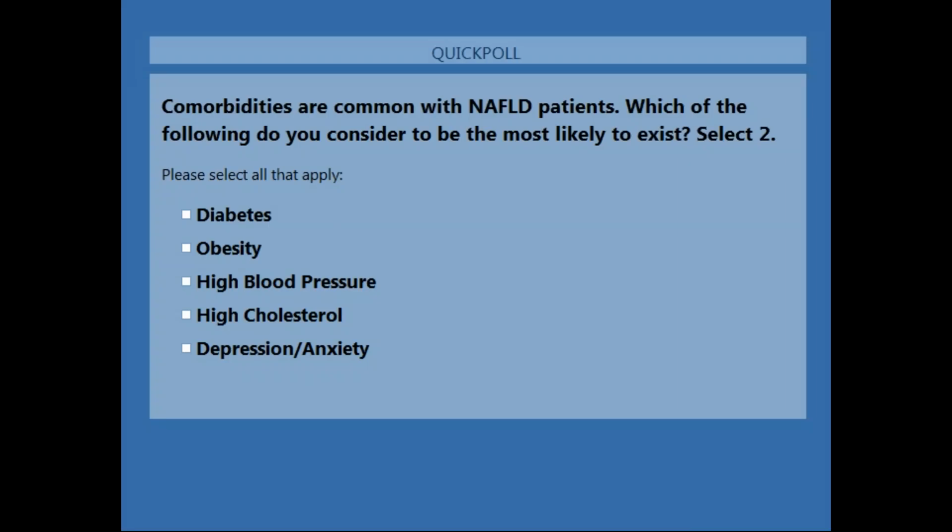Yeah, that's exactly right, Nicole. So this is our first poll question for the audience members today, and I'd encourage everyone to go ahead and vote on the poll. It's now showing on their screens. So this question is, comorbidities are common with NAFLD patients. Which of the following do you consider to be the most likely to exist? And I'd encourage everyone to select two responses here. So is it diabetes, obesity, high blood pressure, high cholesterol, or depression or anxiety? And again, that question is, which of the following do you consider to be the most likely comorbidity to exist in NAFLD patients? And it does look like the majority of our audience members have voted on the poll, so let's go ahead and close the poll for voting and share those results with everyone.